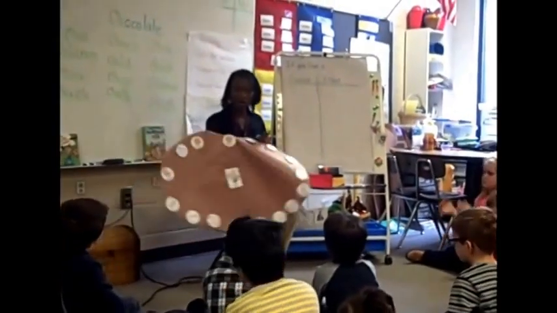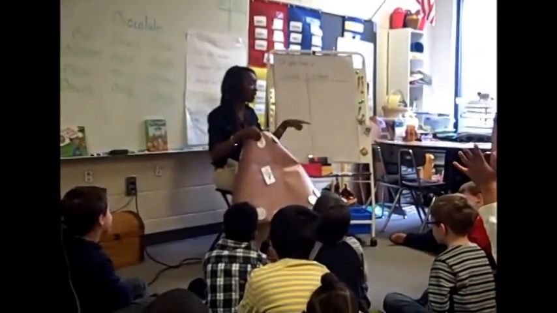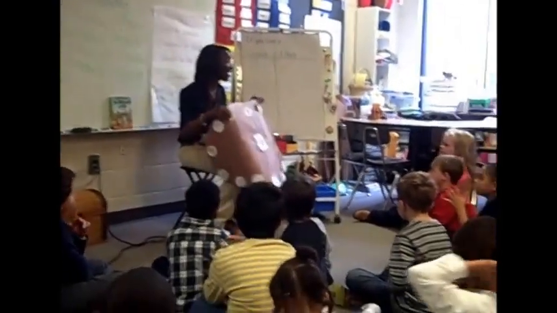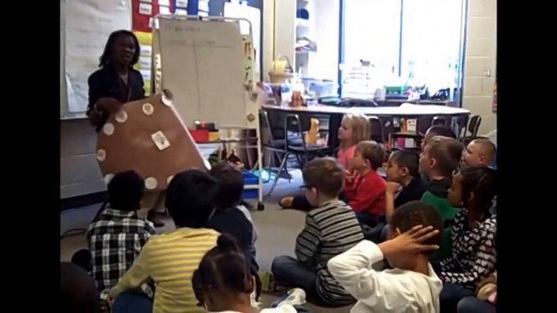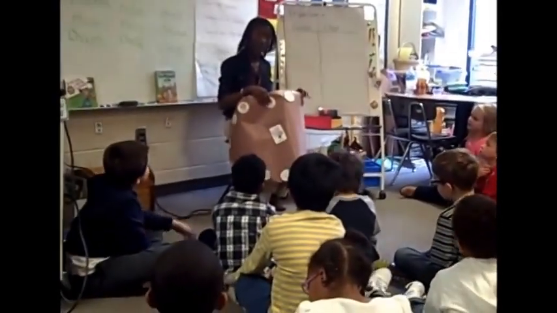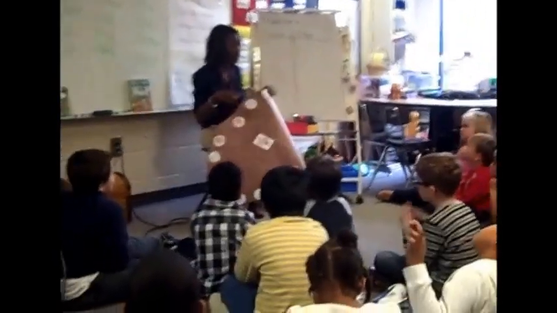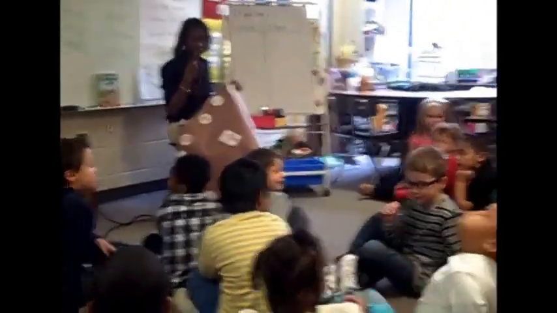If the mouse wanted a cookie, then he needed a what? Glass of milk. Was there a cause and an effect? Yes. What is our new good reader skill? Turn to your neighbor and talk about it. See if you can remember.